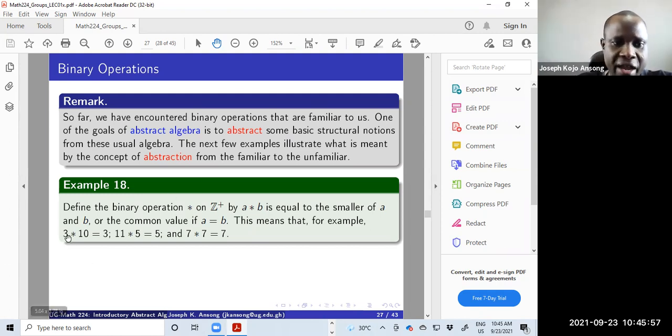So if I have 3 star 10, for instance, note that both of them are in this set of positive integers. If I do A star B, I pick the smaller of the two, so my answer is 3. If I do 11 star 5, I pick the smaller one, I get 5. If I do 7 star 7, I get 7.